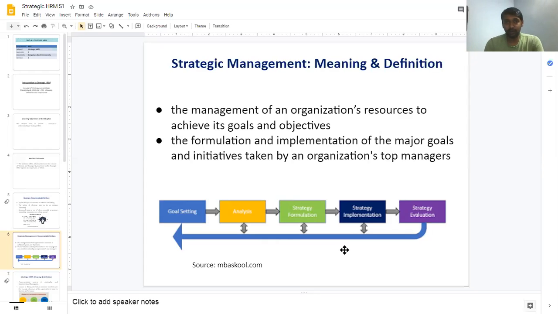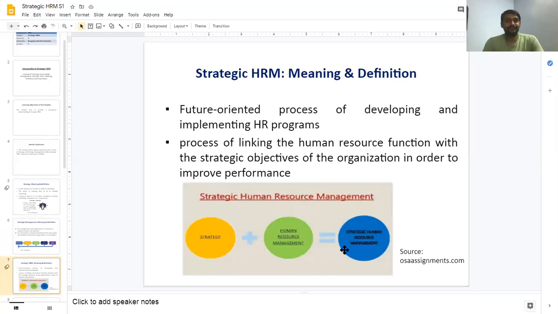So this whole process, we call this strategic management. In simple terms, we can call this the process of managing the proper plans or specific plans by using the organization's resources to achieve the organizational goals and objectives. So in the next slide, we discuss strategic HRM.